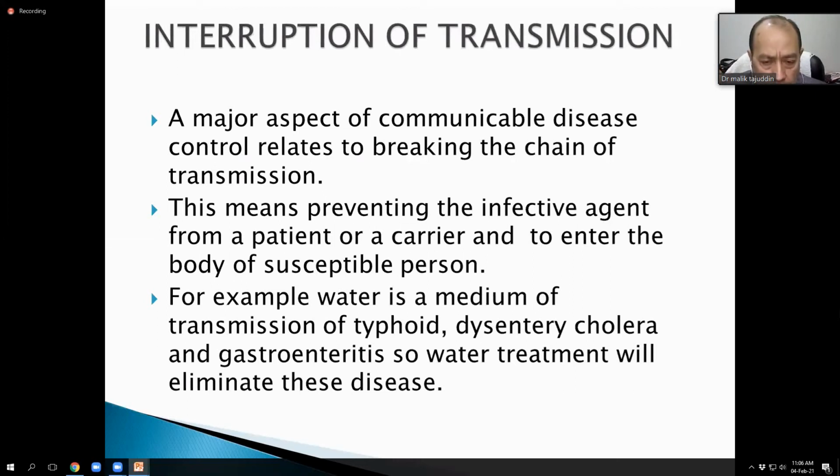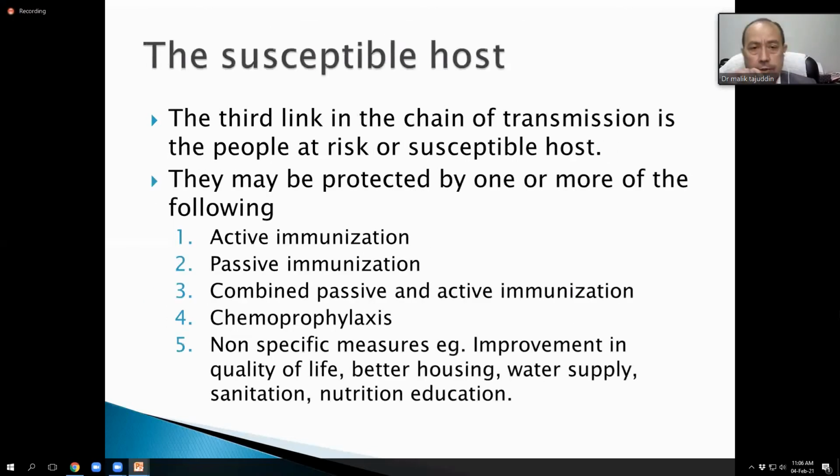And water is a medium of transmission, you say, for typhoid, dysentery, cholera, and gastroenteritis. So water treatment will eliminate these diseases. This is the transporting channel. For example, in malaria, vector-based transmission: if we control the vectors, meaning the mosquitoes, so there are fewer mosquitoes, or even if they are present, they cannot bite us because of the nets. So this is what we mean by the interruption of transmission.